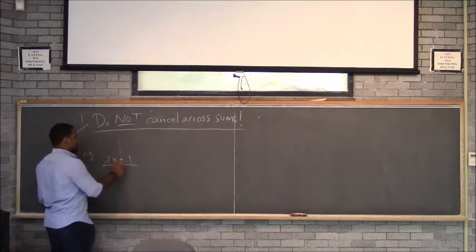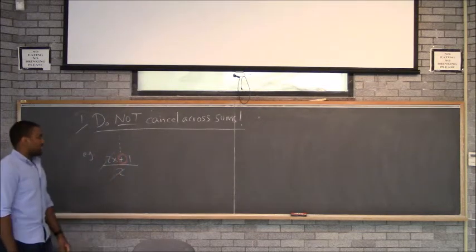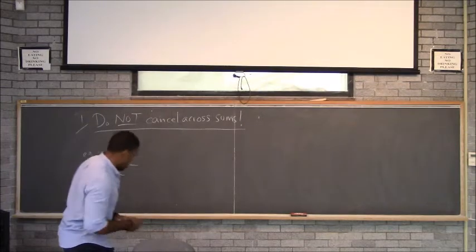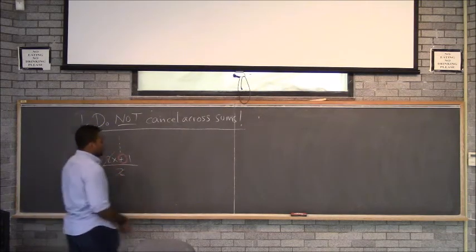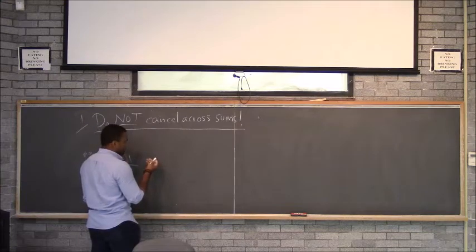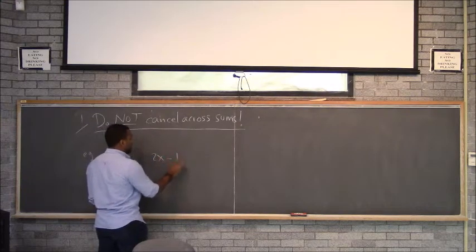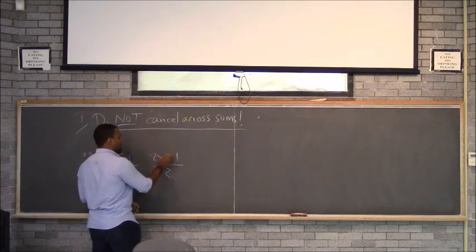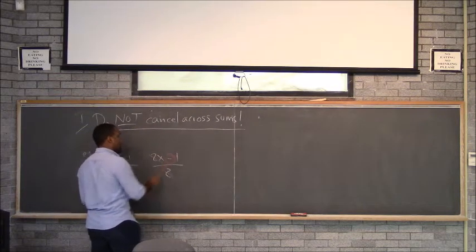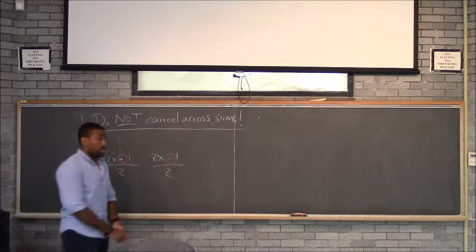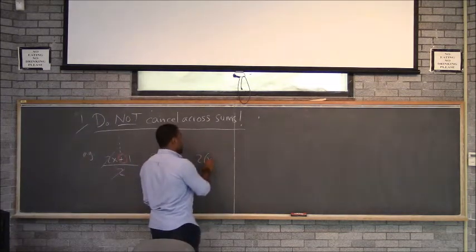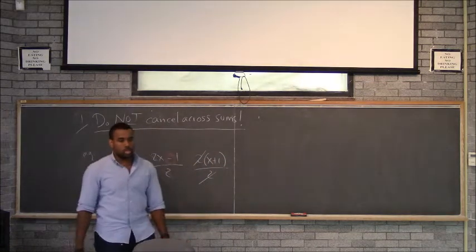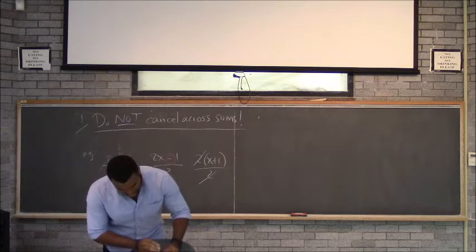Because there is a plus sign here, you actually cannot cancel because the terms are separated. So that's actually wrong to do. The same is true if you had a minus sign. So if you had something like 2x minus 1, the same applies. You cannot cancel because there is a plus or a minus separating terms. So that is also wrong. You can only cancel across multiplication and division. So if you had 2 times x plus 1 all over 2, you can cancel the 2's. That is completely fine.